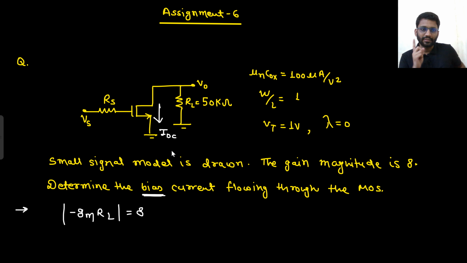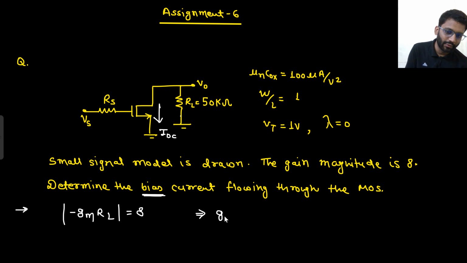Now you will say, sir, we need to determine the DC current, so I have to do the DC analysis, and for doing the DC analysis I need to know the VDD value and VGG value. No, it's not necessary that you need to do the DC analysis. By observing the data, you can find the DC current as well. Let's check that out. Minus gm RL is given, that is equal to 8.